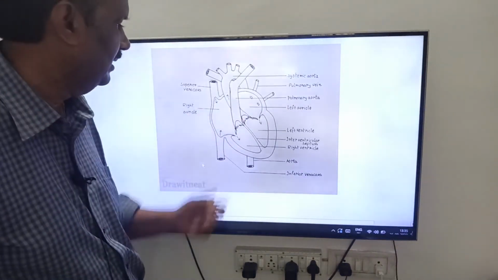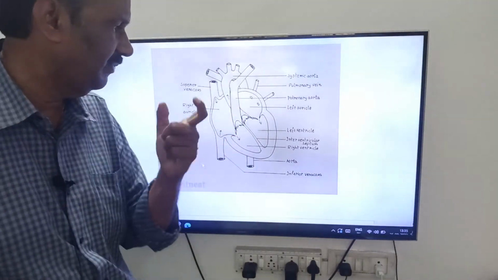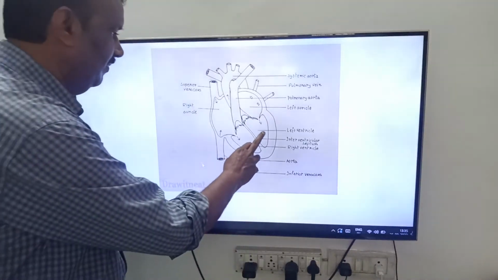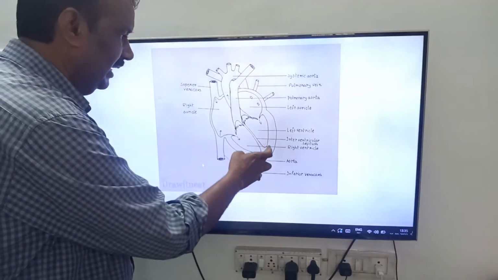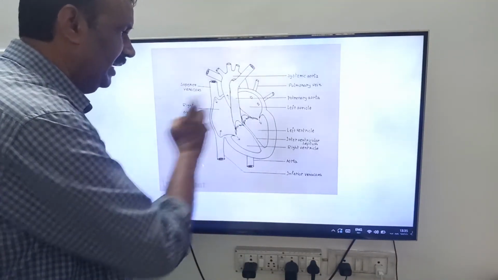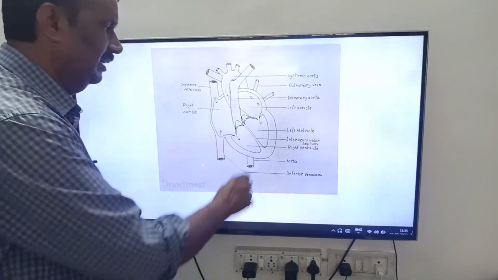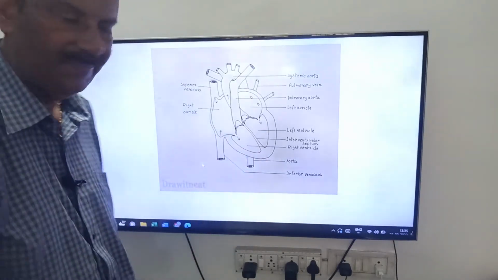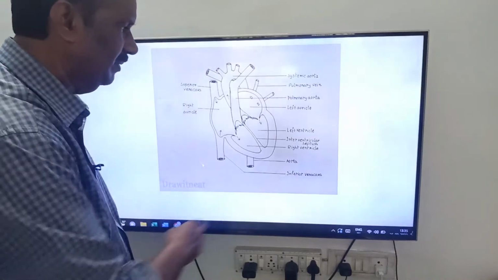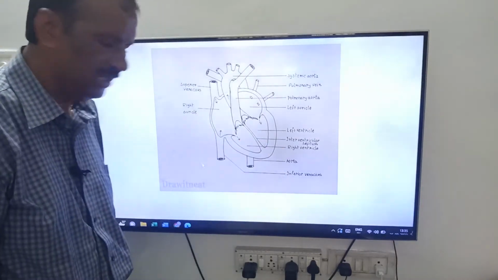Now you see the image, friends. These two are atria, these two are ventricles. Now you concentrate on the ventricles, friends. So this is the left ventricle and the right ventricle. The left ventricle is larger than the right ventricle. The left ventricle has thicker walls. Next friends, in between the two there is a septum, that is called the interventricular septum.